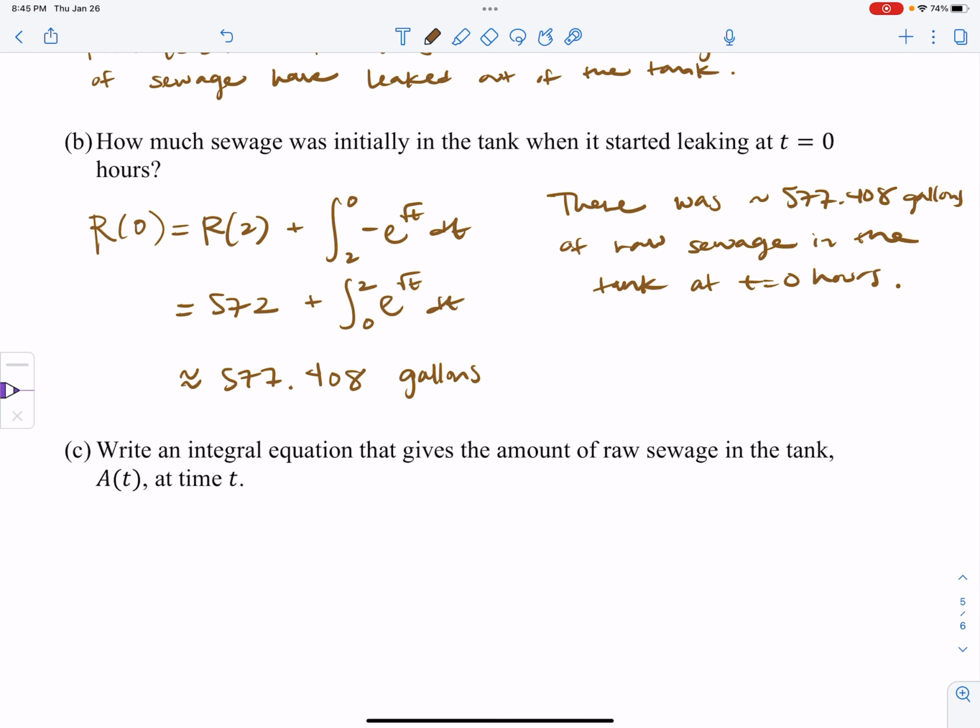Write an integral equation that gives the amount of raw sewage in the tank. Oh, A of T. I should have looked ahead. Let's change this to be A. I already kind of talked us through this, right? So A of T will be equal to A of 2 plus the integral from 2 to T.